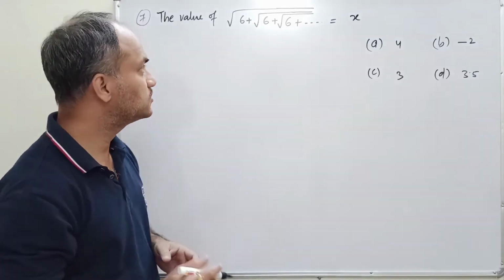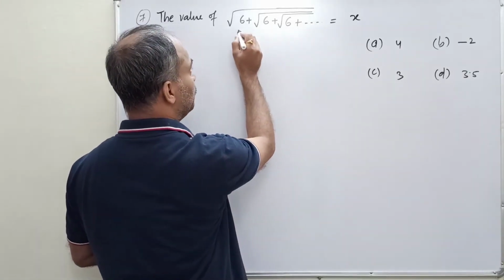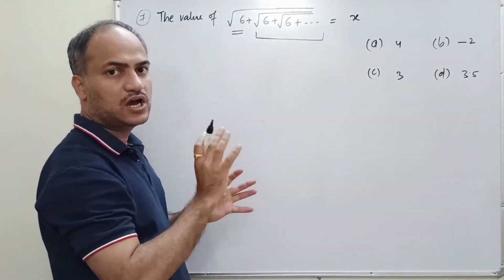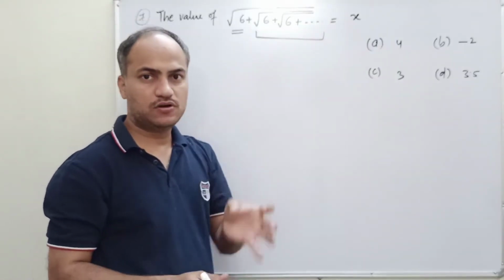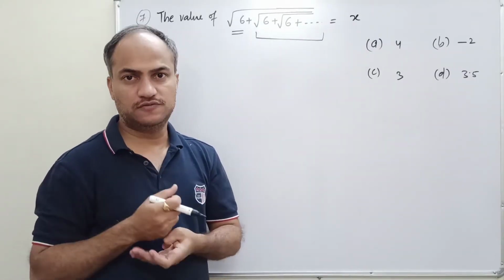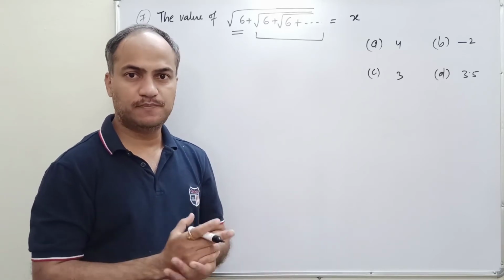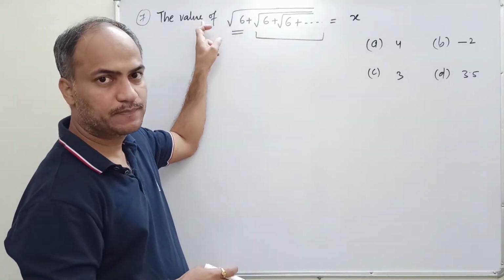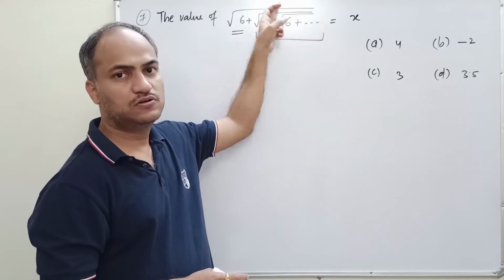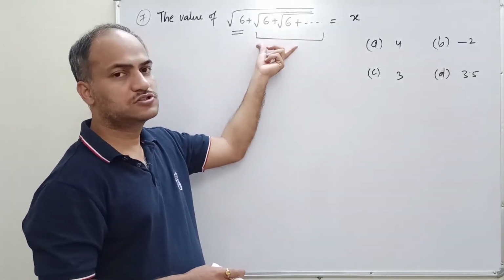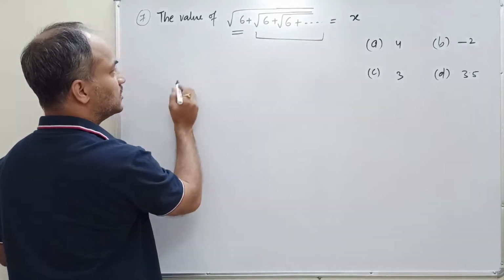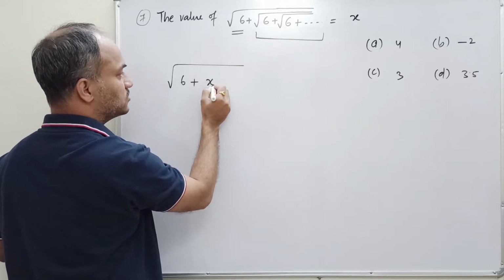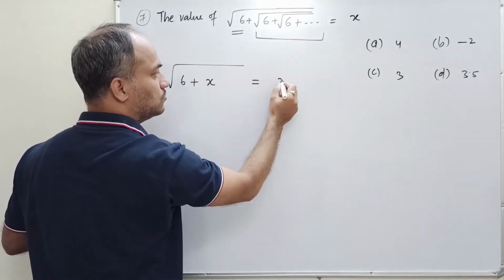And how to do such questions? Look at this term. If we exclude this one single term, then the remaining terms are also equal to x, because if we take one bucket of water from the ocean, the ocean will remain the same. Fine. Similarly, from the infinite terms, we have taken one term separate. So the remaining terms are also infinite, so this value is also x. Okay. So we are rewriting this expression as root of 6 plus x, and this is equal to x.